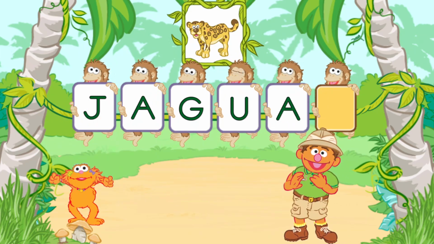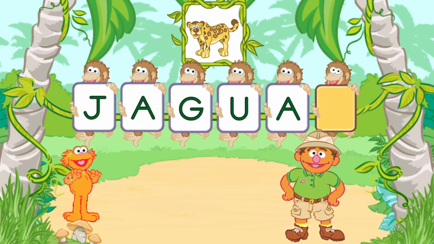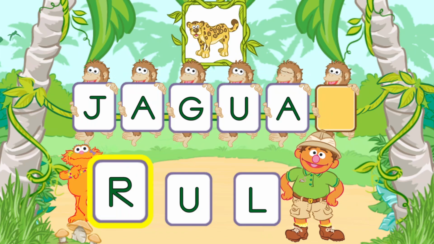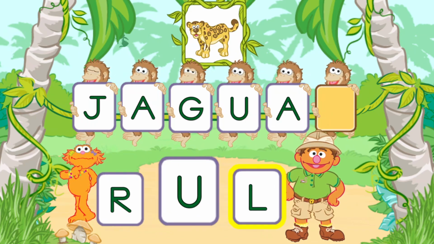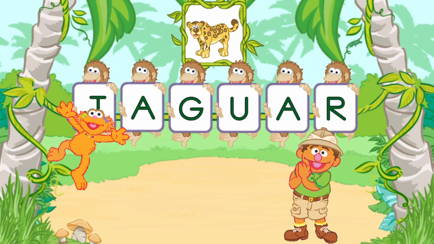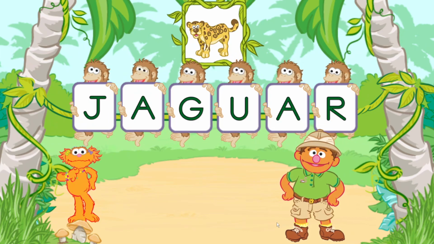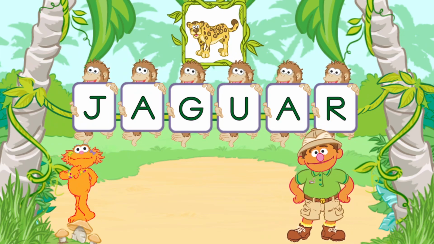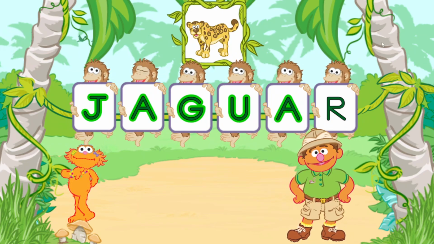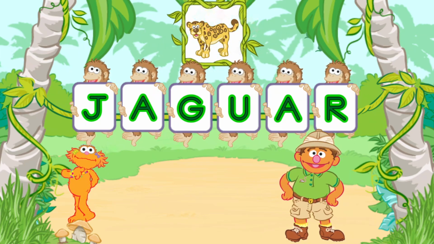You're so good at this! A is the next letter in the word jaguar. Now, pick the letter R. You are so cool! R is the last letter in the word jaguar. Nice job! Let's see. J, A, G, U, A, R. That spells jaguar. Like this one.